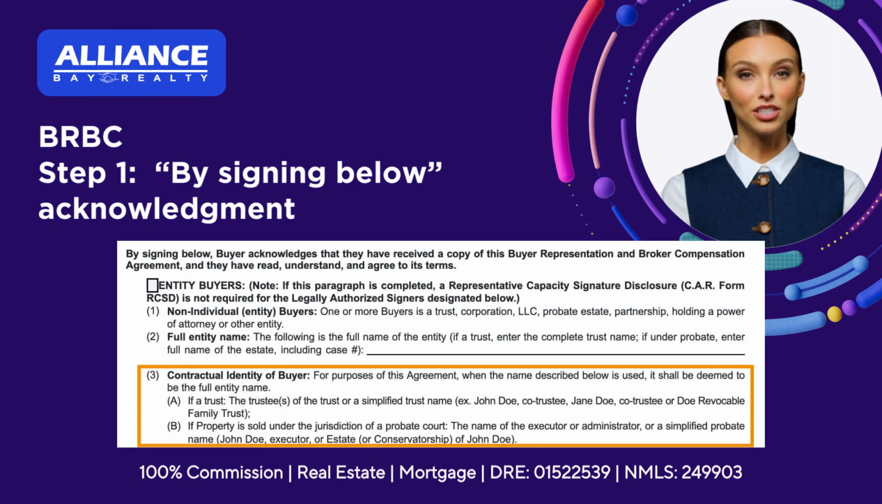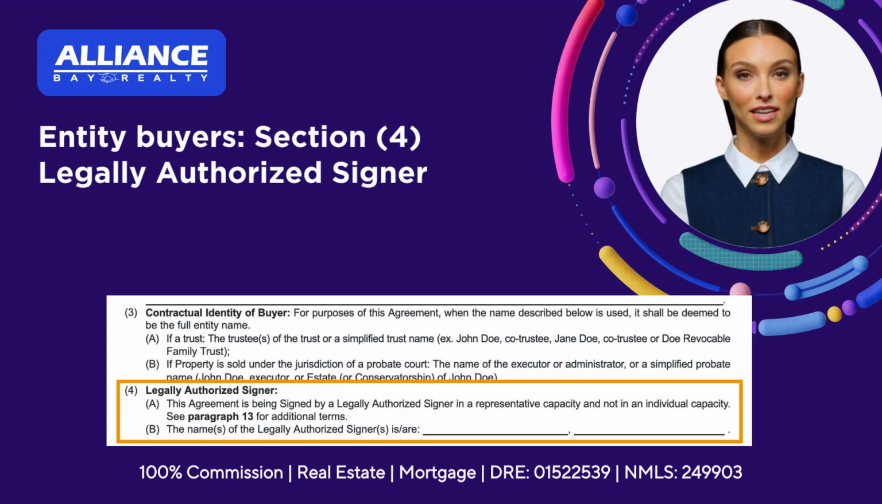Entity buyers, Section 3. Contractual identity of buyer. This part explains that the name used below can be a simplified label, but it still legally refers to the full entity name. If a trust, it allows a simplified format such as John Doe, trustee, or Jane Doe, co-trustee, or a simplified trust name like Doe Revocable Family Trust. If under probate court jurisdiction, it may use the executor/administrator name, or a simplified estate name, e.g., Estate of John Doe.